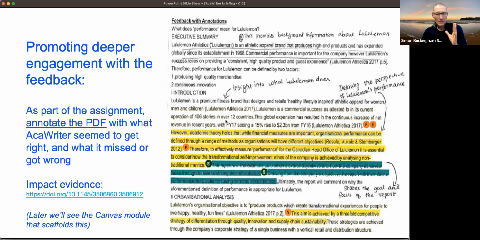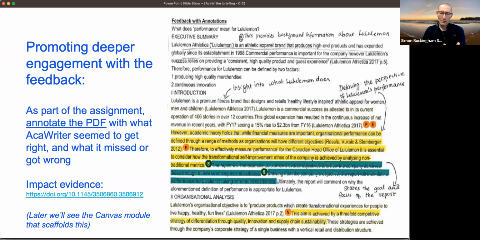This is the example from the business school. So what we did was we said to the students, print out the PDF report. Okay, so print the PDF, get your own pens out, and you highlight sentences that you think perhaps AcaWriter missed, or add comments about whether you agree or disagree with AcaWriter. So this was a scaffolded activity to promote deeper engagement with the feedback. And they had to provide this with their assignment.